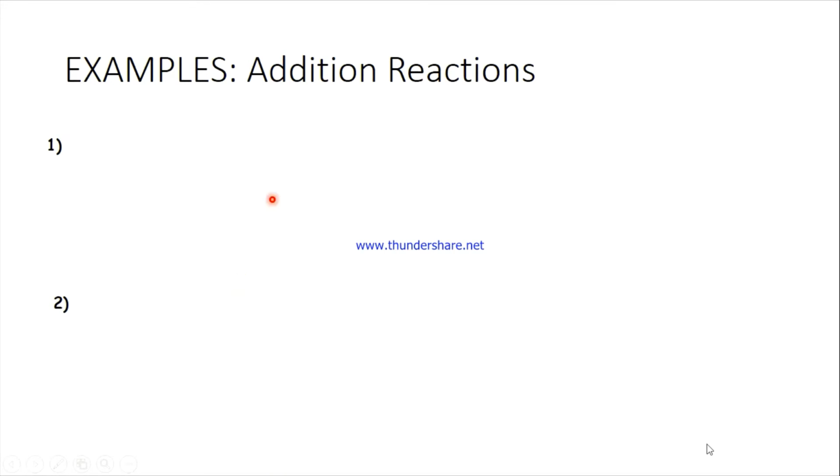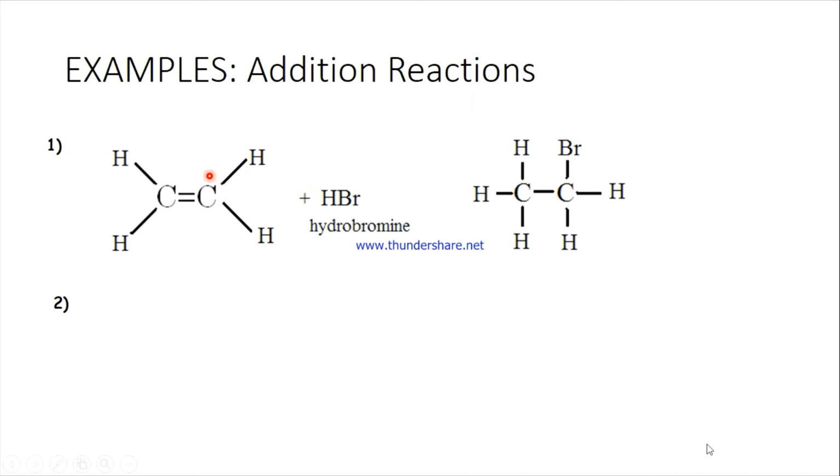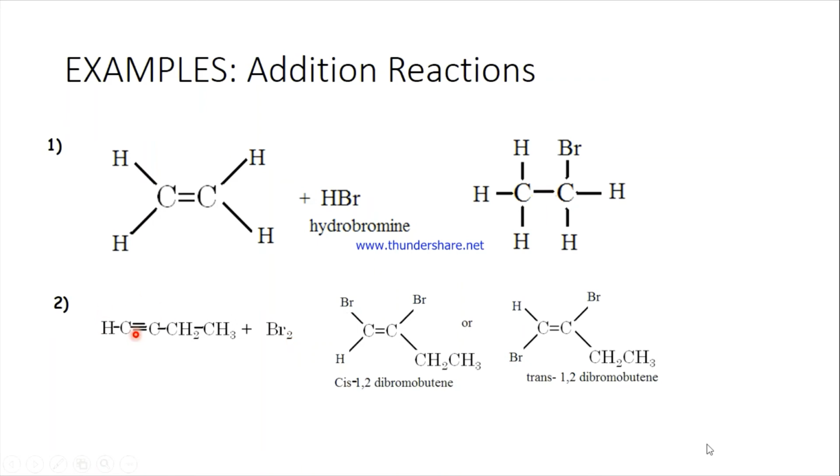So we've got our examples for addition reactions here. In the first example we have an alkene molecule where hydrogen bromide is being added to the alkene molecule to form this. There is where Markovnikov's rule comes into play. We'll talk about Markovnikov's rule in our next video. And there is the alkyne, with a bromine molecule being added to the alkyne to form these two cis and trans molecules. We've got 1,2-dibromobutene.